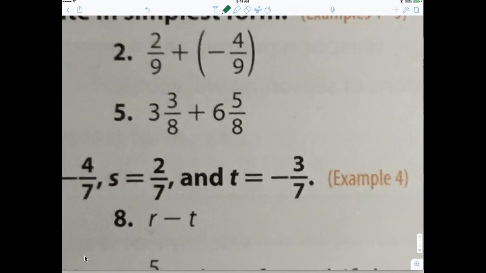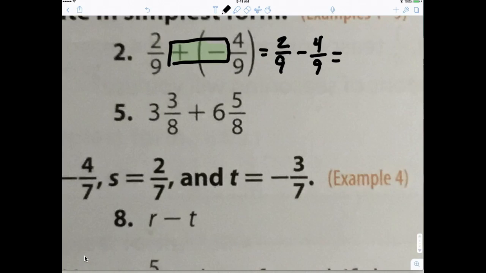Now again, here's where we run into some problems. The plus and the minus. I want you to handle the plus and minus by rewriting it. A plus and a minus next to each other always means what? Minus. So I want you to write down 2/9 minus 4/9. And 2/9 minus 4/9 is? You're exactly correct. So there we have it, -2/9. All right. Anybody have any issues?